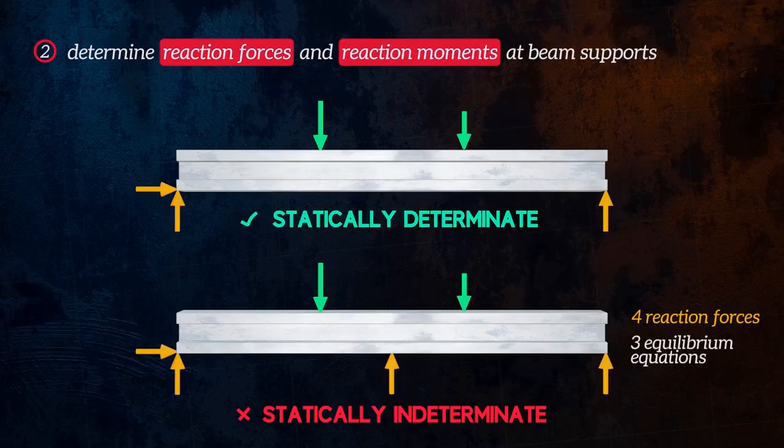In general cases, we can say that a beam having unknown reactions greater than 3 will be called indeterminate, and a beam having unknown reactions less than or equal to 3 will be known as a statically determinate beam or a statically determinate structure. In your exams, you may find a question like: write down the differences between statically determinate and statically indeterminate structures. So here are the differences.